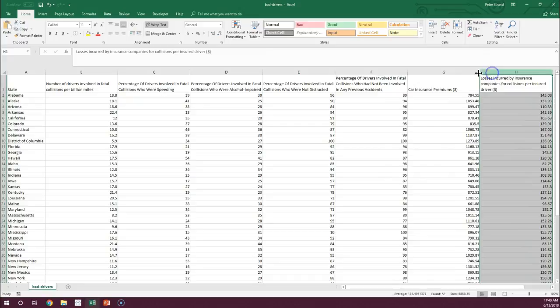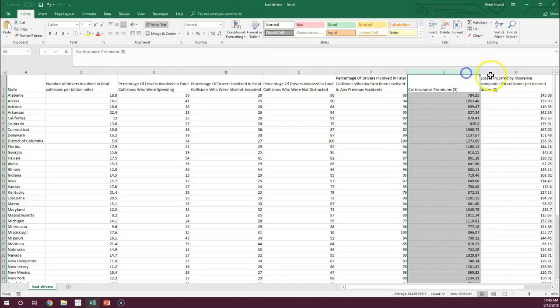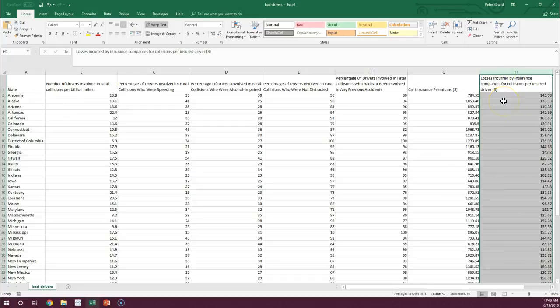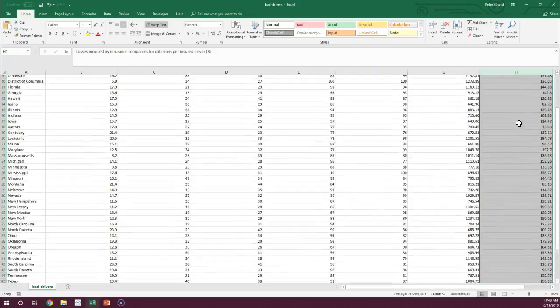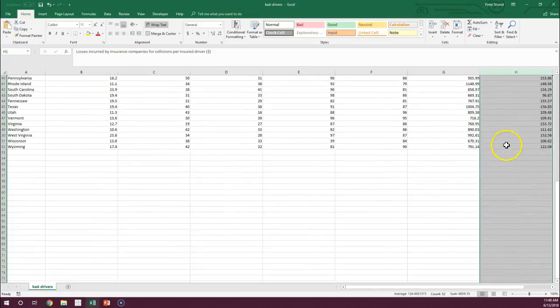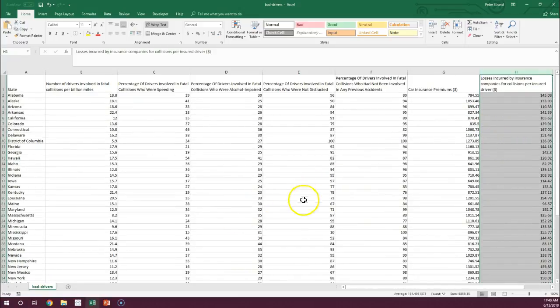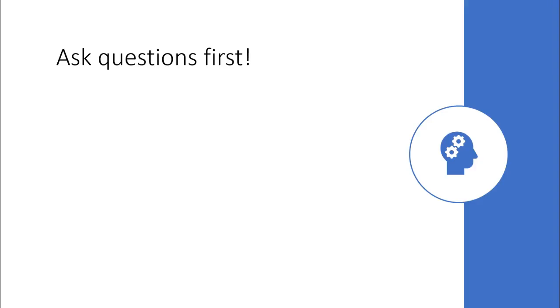Then these last two columns have to do with insurance. It's kind of interesting to add these in here, but they could be useful in our analysis. So we just have average car insurance premiums per state and losses incurred by insurance companies for collisions per insured driver. I'm not sure if that's exclusive to fatal accidents like the rest of this data set. It could just be on average general accidents. Okay, hopefully that was a simple enough explanation of what this data set is trying to tell us.